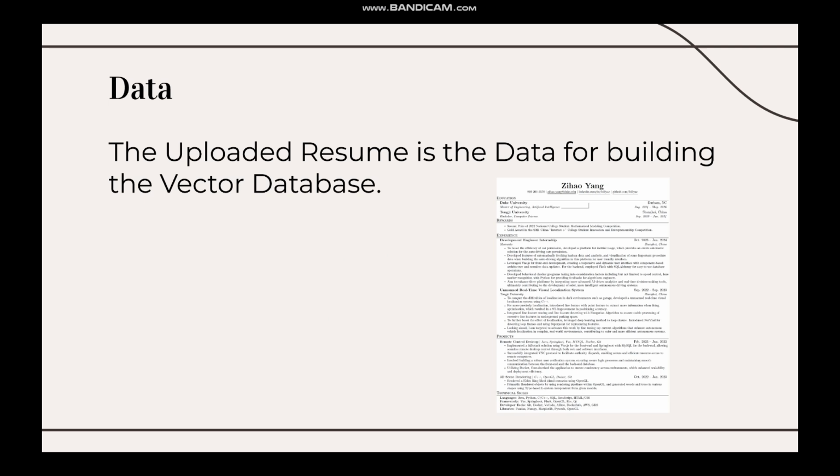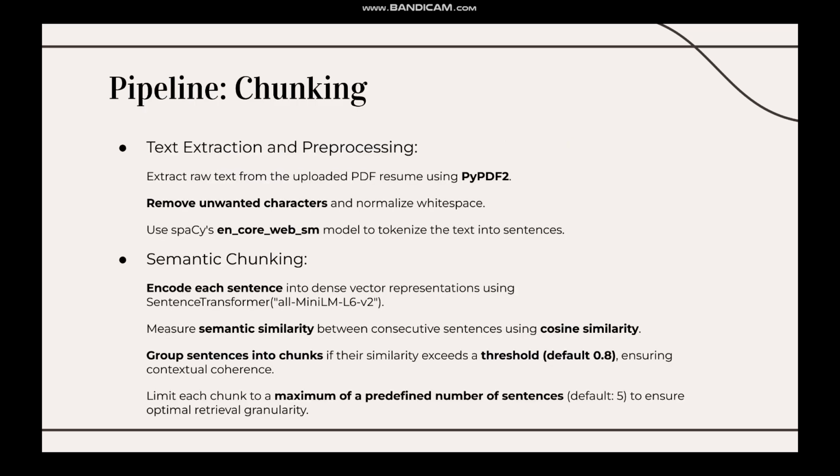For the data, to build a vector database, we use the embeddings of the chunks of the uploaded resume. For the pipeline of the demo, each user can upload a resume, and the application converts the resume to chunks, converts all of the chunks to embeddings, and saves all of the embeddings to the vector database. And here is the sample resume. It is my resume. Let me briefly show the pipeline.